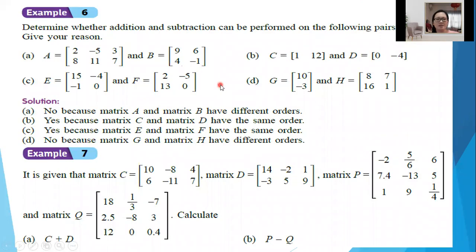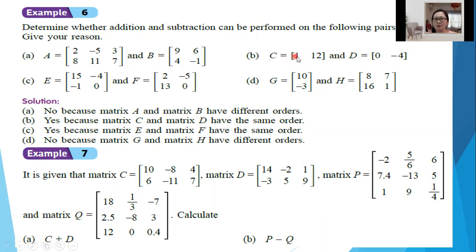Okay, so look at this example. Determine whether addition and subtraction can be performed on the following pairs of matrices. A, B. Are they of the same order? A is 2 row, 3 column, but B is 2 row, 2 column. So the addition and subtraction cannot be performed because they have different orders.